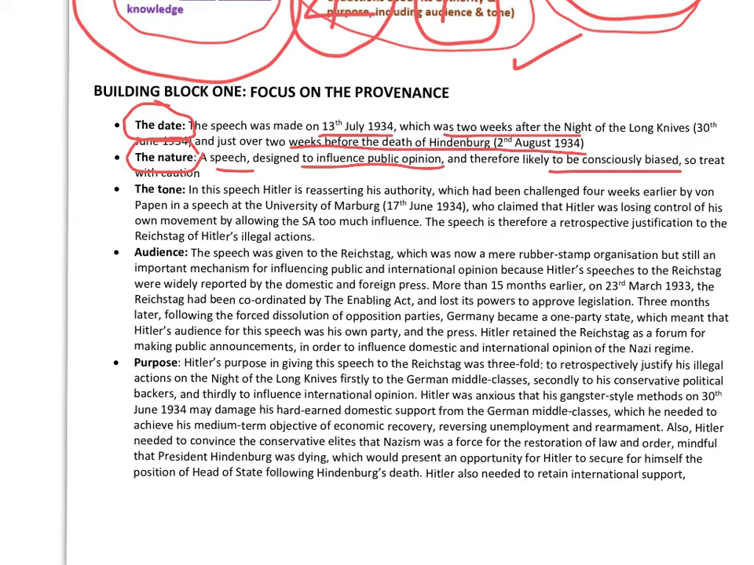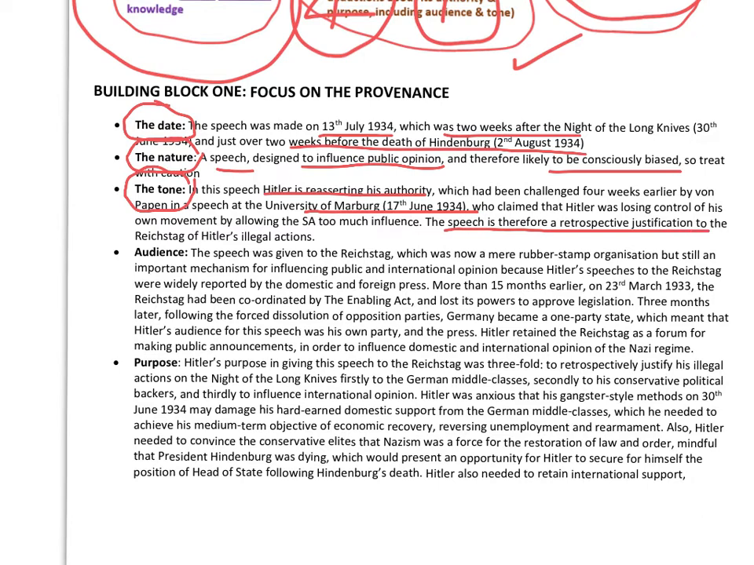Another thing you should always think about when you consider provenance is the tone. Again, you take your knowledge. You know that in this speech Hitler is reasserting his authority. Again, because you've got the information in your head, you've done the revision, you've got the fingertip knowledge, you would hopefully immediately latch on to the fact that a month earlier Von Papen had given a speech at the University of Marburg claiming Hitler was losing control over his own movement, that the SA were being too influential, the revolution was going on too long, etc. So applying that own knowledge, you immediately get a sense of what the tone is.